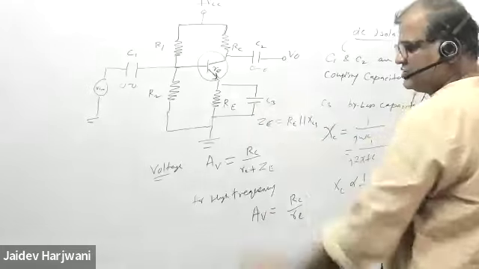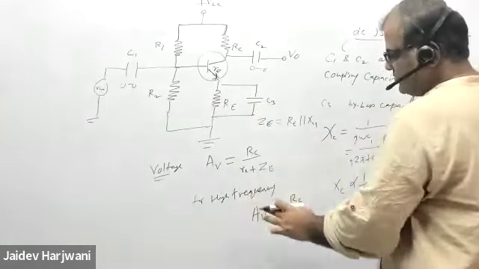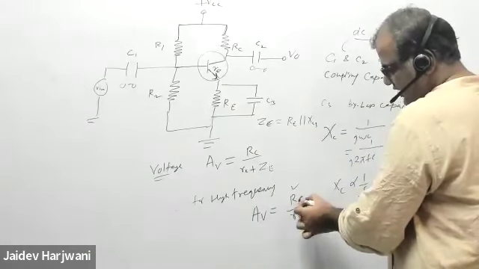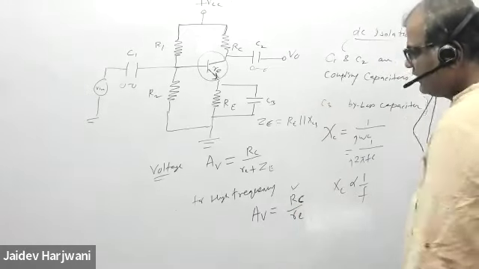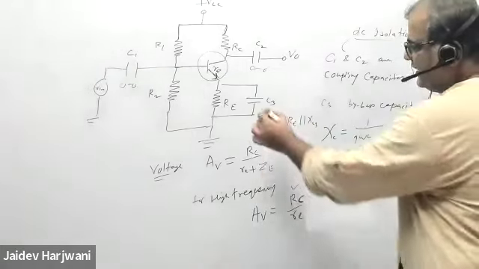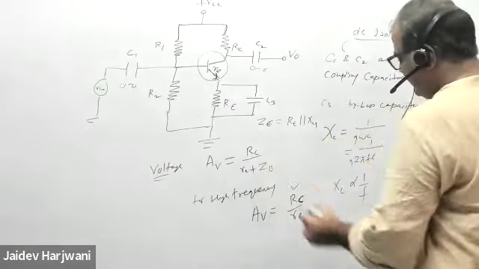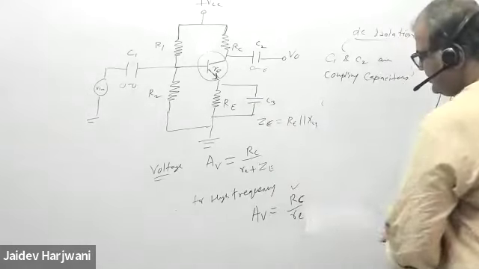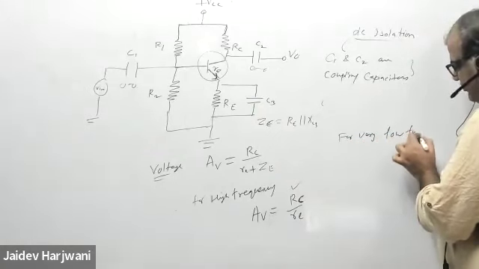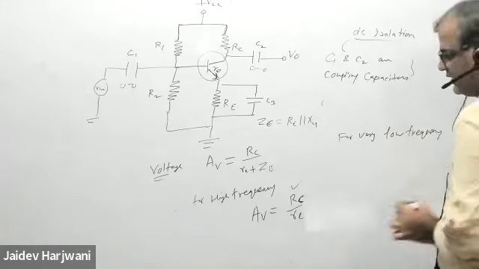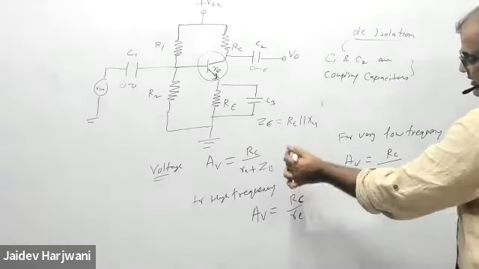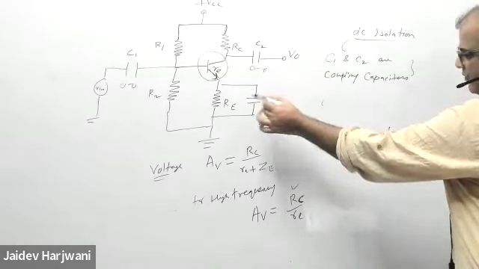This is 0 means the parallel is also 0. This will make this short. So for high frequency, I generally use this formula we already discussed in the class. People don't revise. So RC by RE is the gain of this circuit for high frequency. And if it is very low frequency, I can make it open. So my gain will be, for very low frequency, RC upon RE plus, if low frequency, this is infinite, I can make it open, only RE.